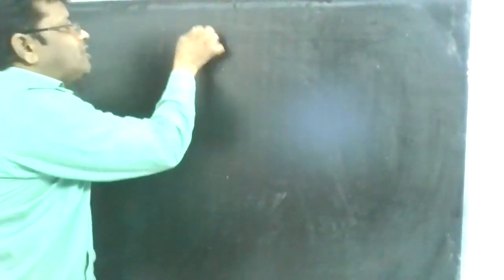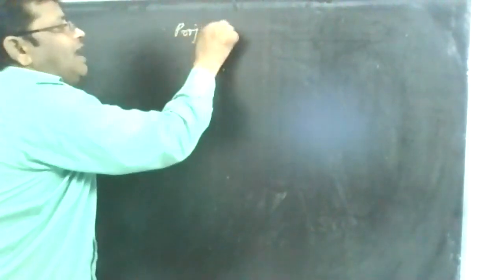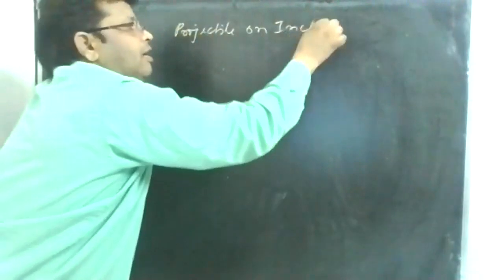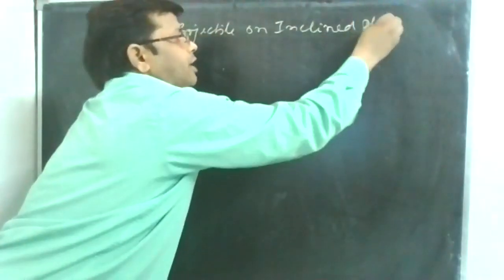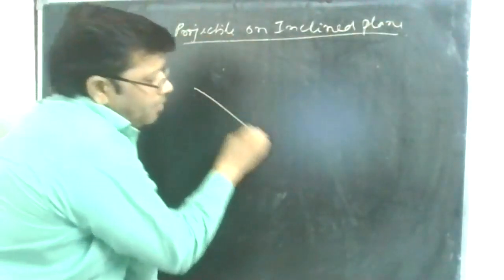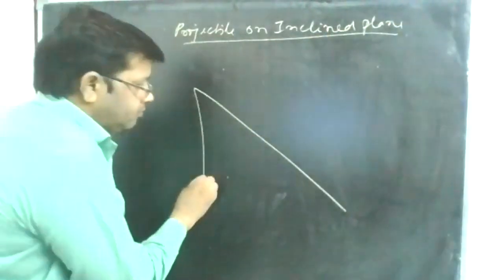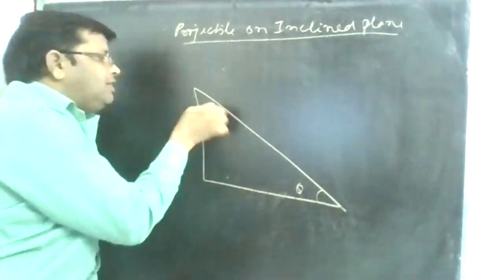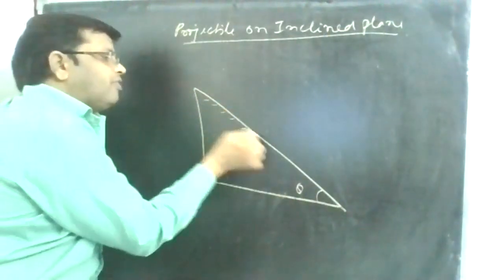But now let us discuss projectile on inclined plane. Inclined means बेटा झुका हुआ plane, जो होता है inclined plane, उसे क्या? बेटा see here, like this is inclined plane. This is theta. But in this case, this is the plane surface.